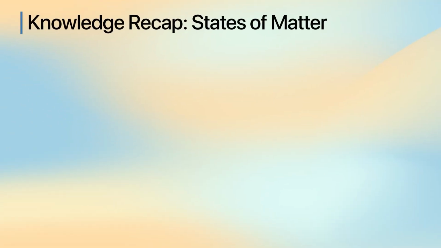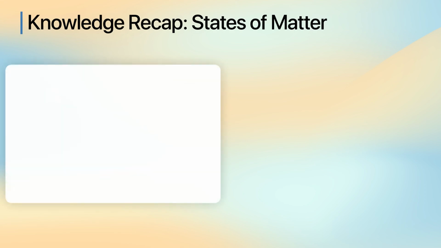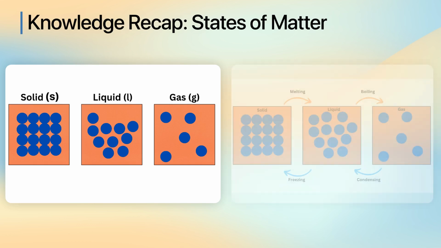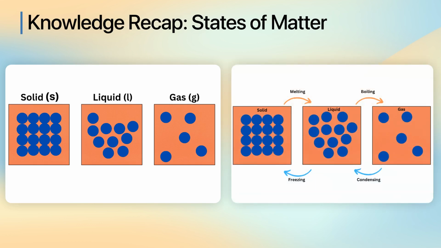So far, we've talked about the three states of matter: solids, liquids, and gases. You've also learned about the processes by which a substance changes state, such as melting, boiling, freezing, and condensing. Additionally, you are familiar with element symbols and how to write chemical equations. Building on this foundation, today's lesson will enhance our chemical understanding by introducing state symbols.